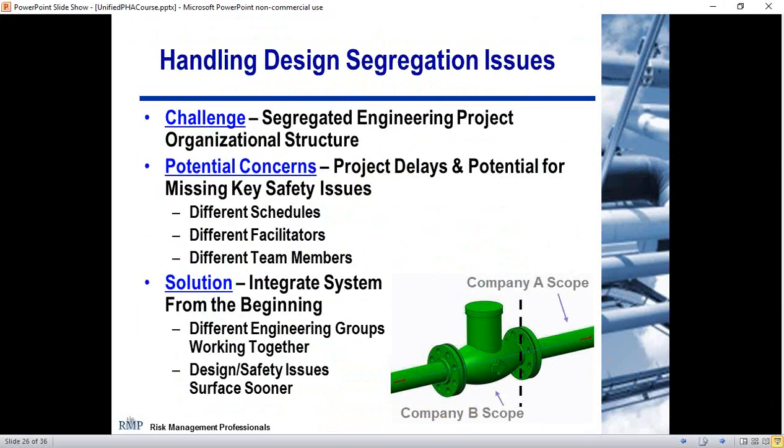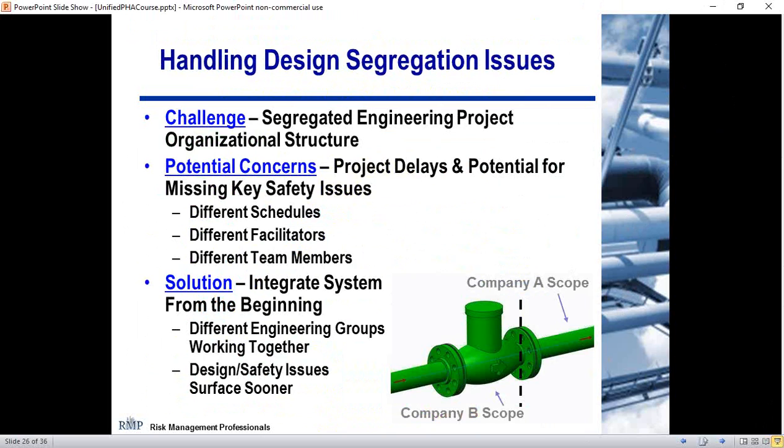So during a segregated engineering project, where the organizational structure involves different teams, different companies maybe, it can lead to these design segregation challenges. And also, you've got concerns because of different facilitators on a large project, different schedules of when these things are evaluated, and different teams may be evaluating this too.